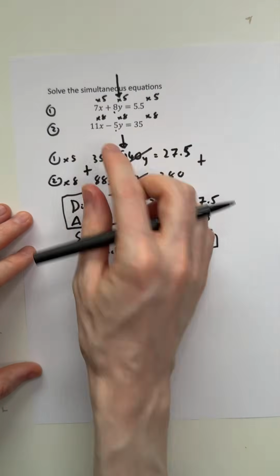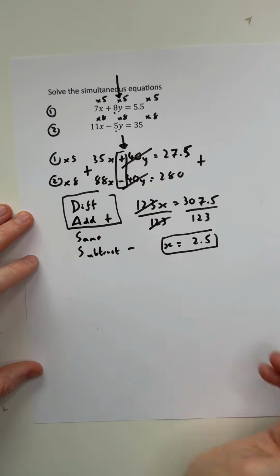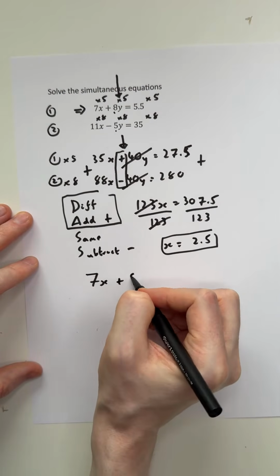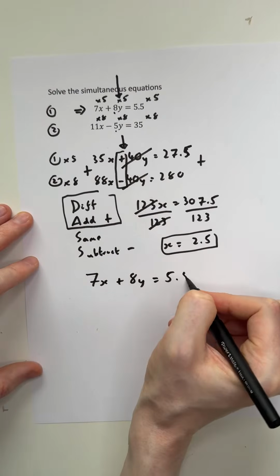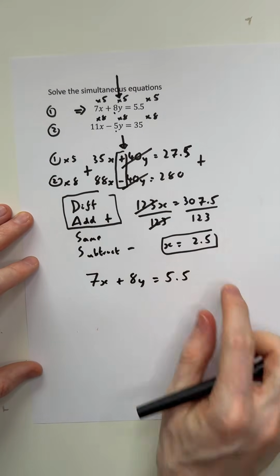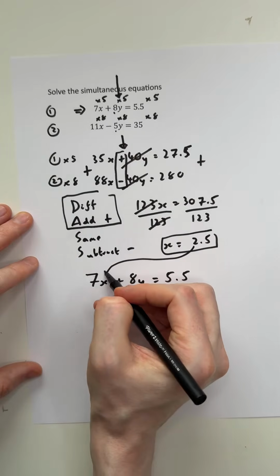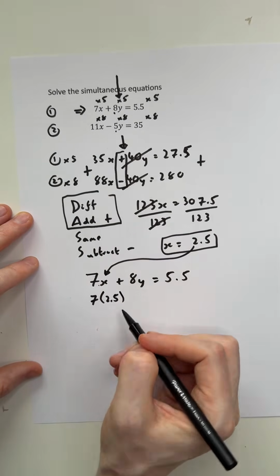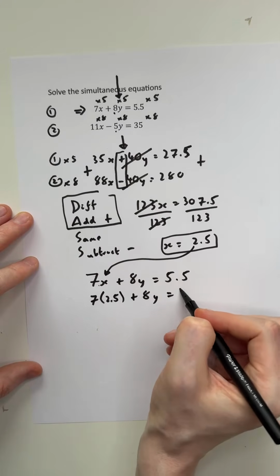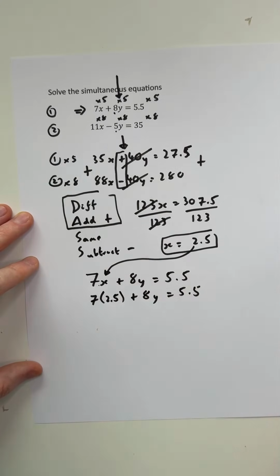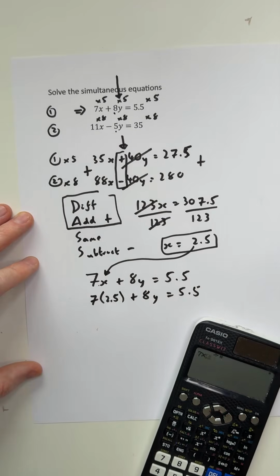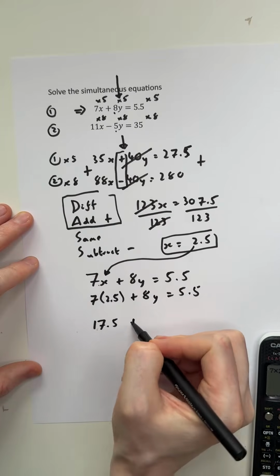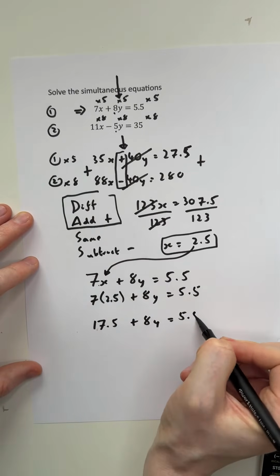Now you've got x or y. You can now always substitute back into either of the two original equations. I'm going to substitute back into the top one. So we had 7x plus 8y equals 5.5. You'll always have worked out either x or y. So now I've worked out x. Every time I see x, 7x in algebra means 7 times x. X is 2.5, so 7 times 2.5 plus 8y equals 5.5. In a calculator, 7 times 2.5 comes to 17.5, plus 8y equals 5.5.